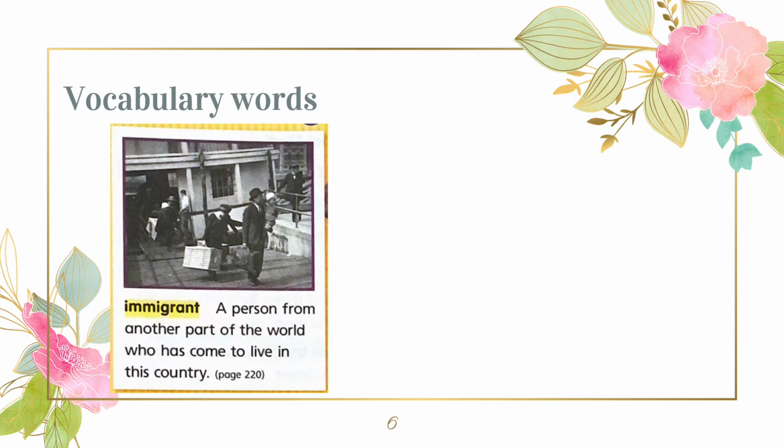Next we have the word immigrant. Immigrant. A person from another part of the world who has come to live in this country. So if you look at this picture here, the people are coming to a new country. They have their luggage with them, their suitcases with them. So they belong from another part of the world, but they have come to live in the new country. So we call these people immigrants.